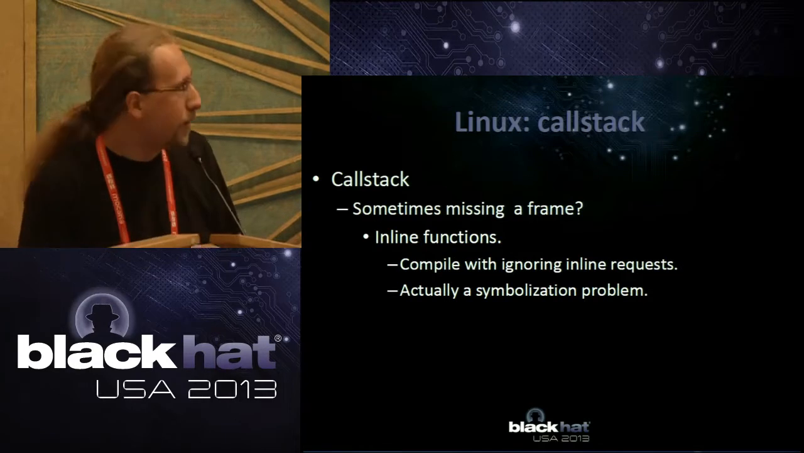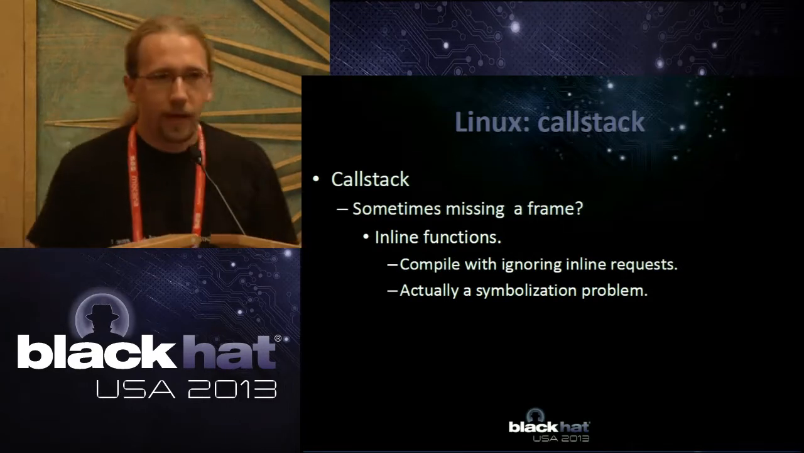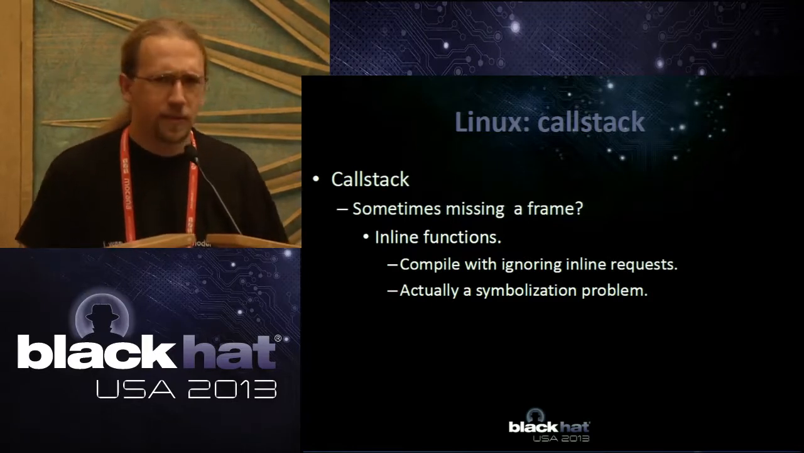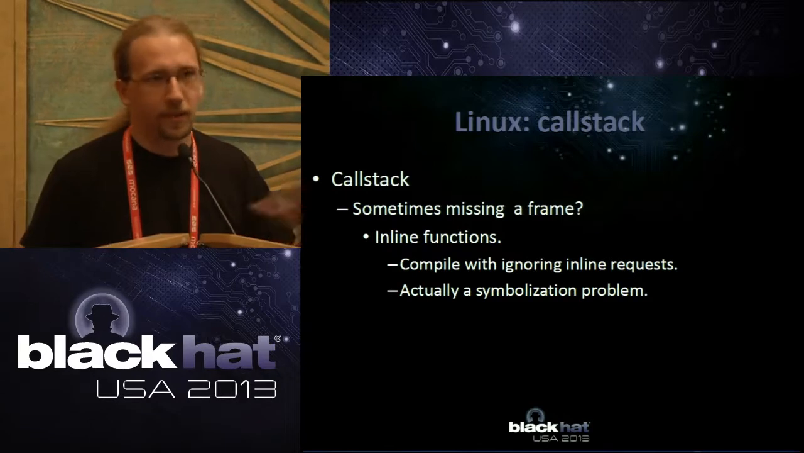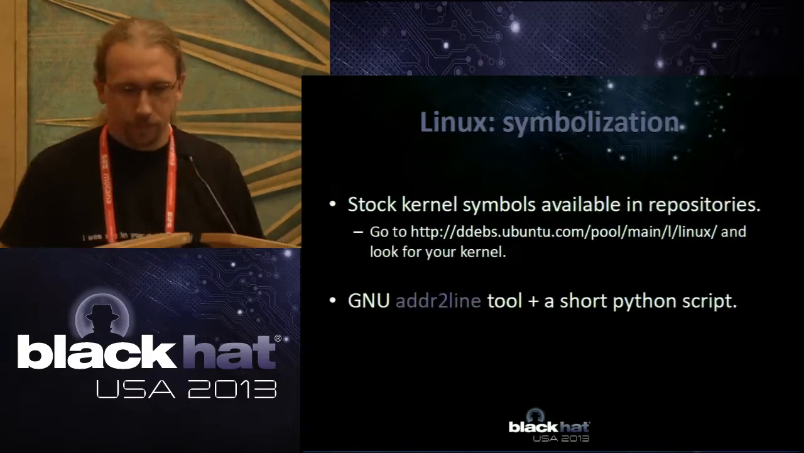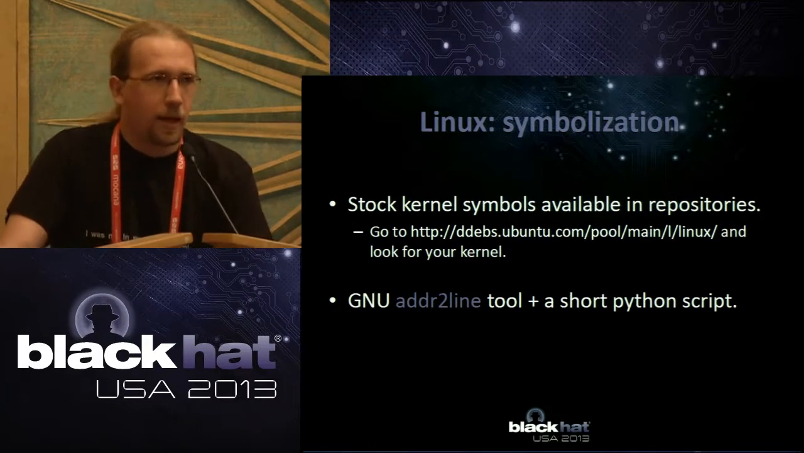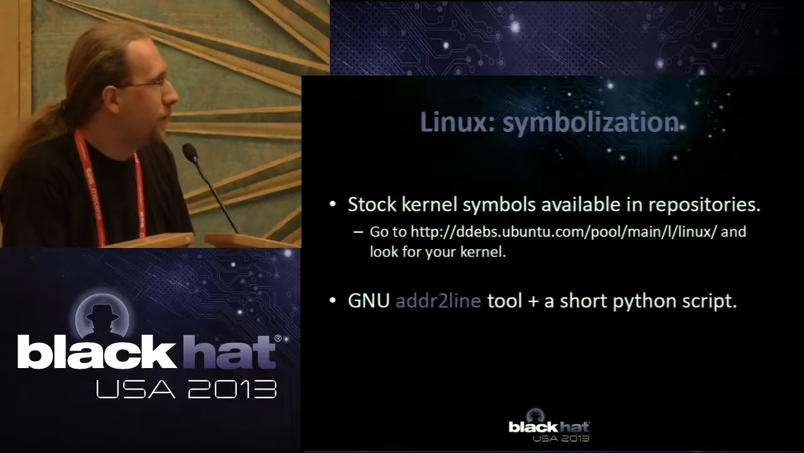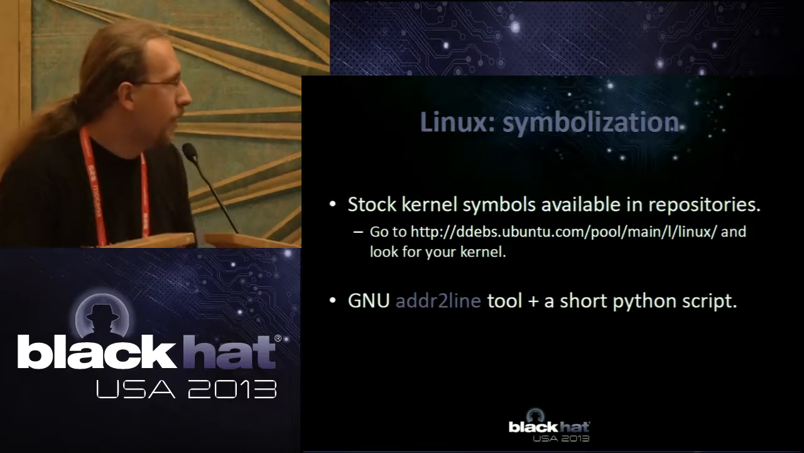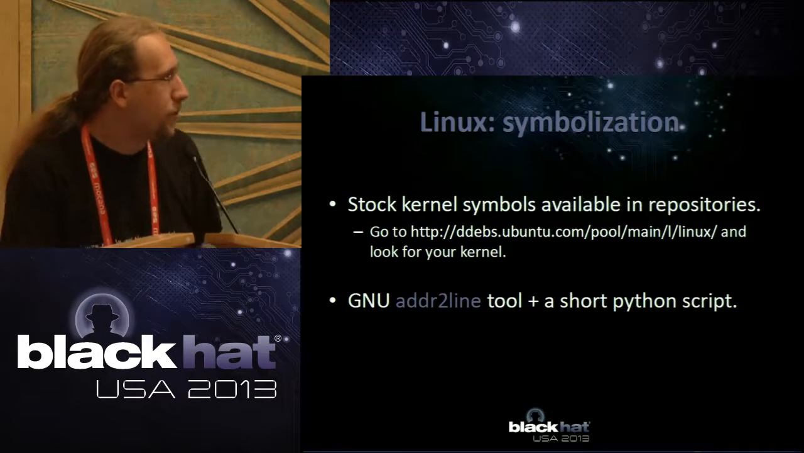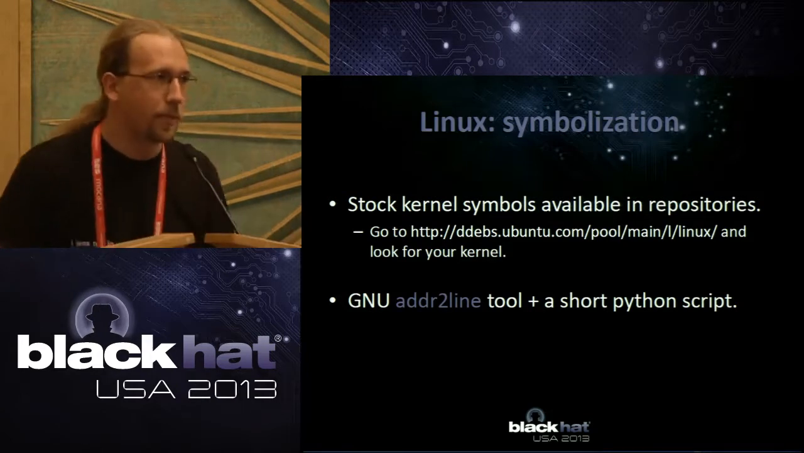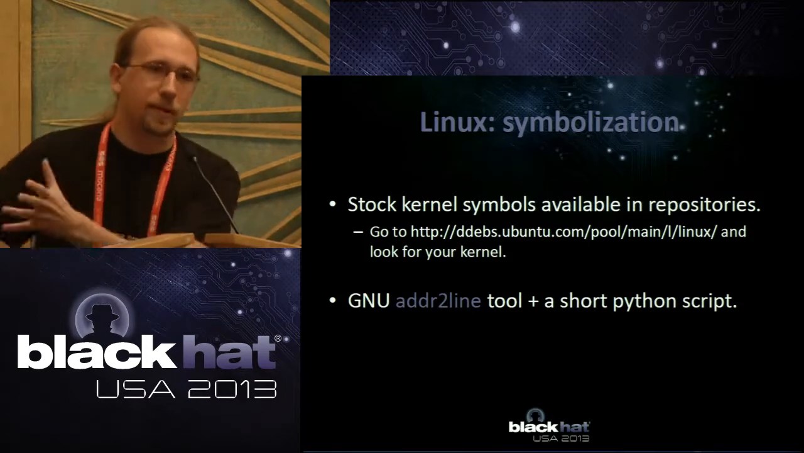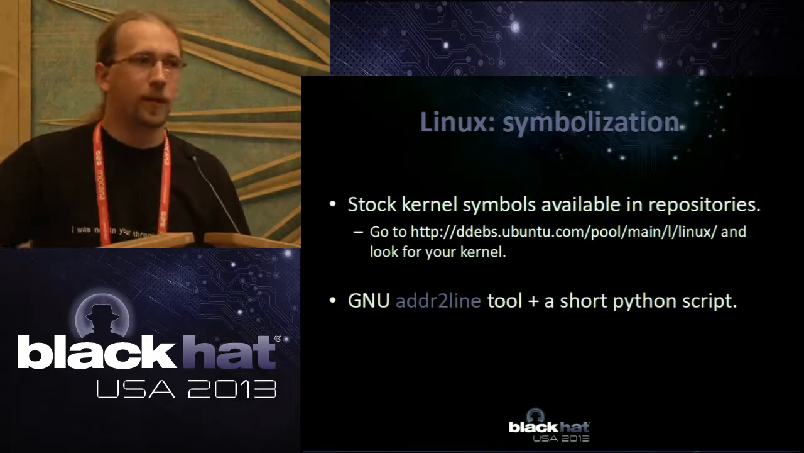Another problem were inline functions. When you compile with inline, the symbolization gets really messed up. This is easily solvable if you recompile the kernel with inlining disabled. Speaking of symbolization, symbolization on Linux is trivial as well. In the case of Ubuntu, you just download the symbols for your stock kernel, which we did, and there is the GNU binutils addr2line tool, which we wrote a simple Python script to run, and from addresses you get the file name, the line in that file, and the function name.